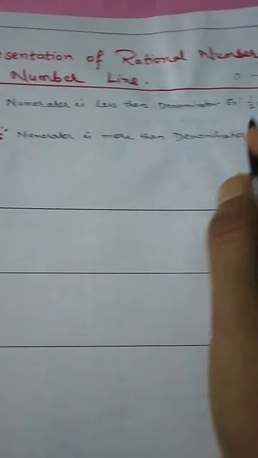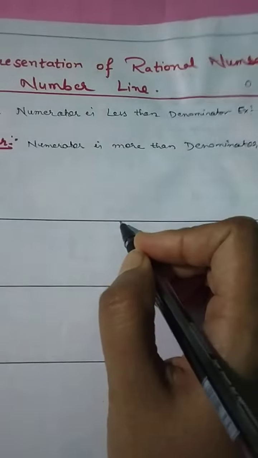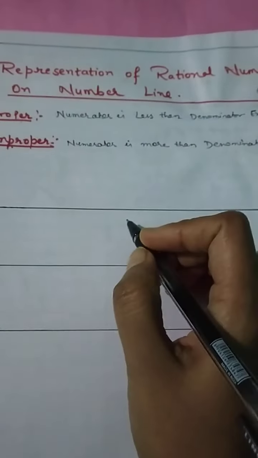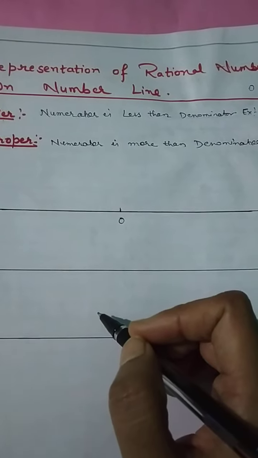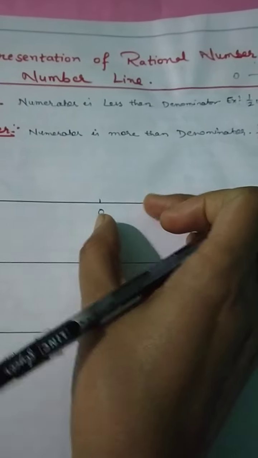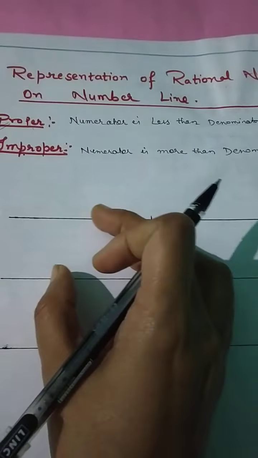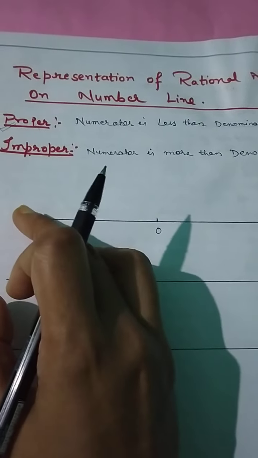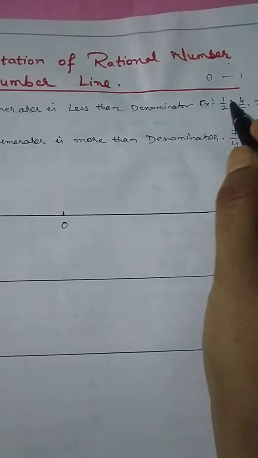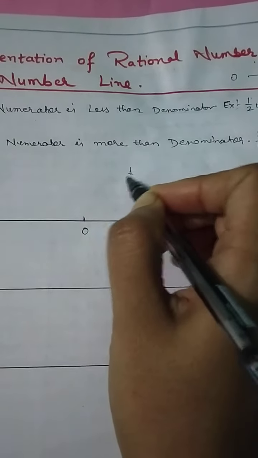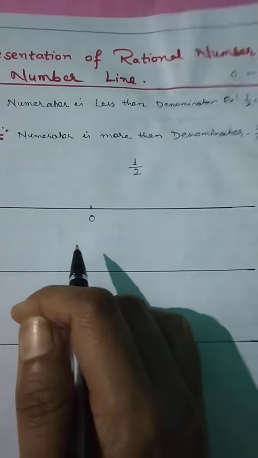So, whenever we have to plot a proper rational number, we will draw a number line. The middle point, you know, is 0. After this, you can plot 1, 2, 3, 4. On this side, minus 1, minus 2, minus 3, according to your need. But first of all, suppose I want to plot 1 by 2 on the number line.